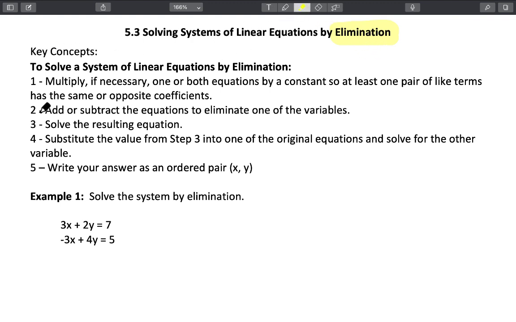It's our strategy. We're going to add or subtract equations to eliminate one of our variables, solve the resulting equation, which will be in one variable, then take that value and plug it back in to solve for the other variable. Then we always write our answer as an ordered pair. So our solution to systems of equations is always an ordered pair.